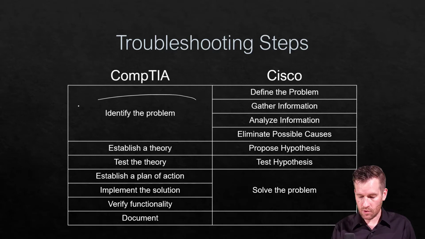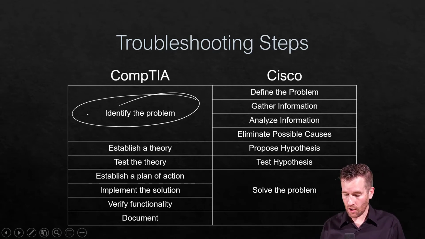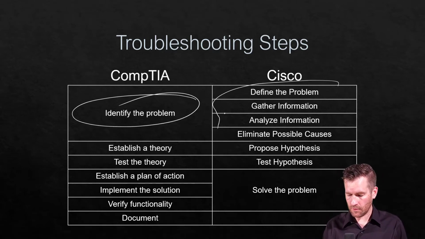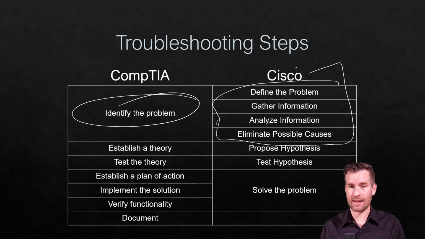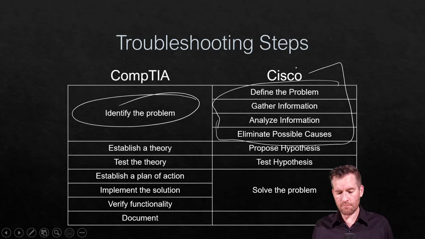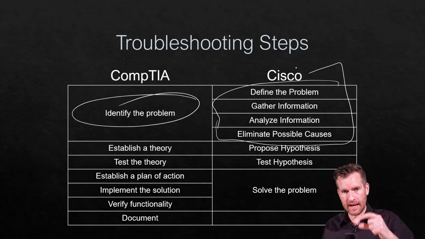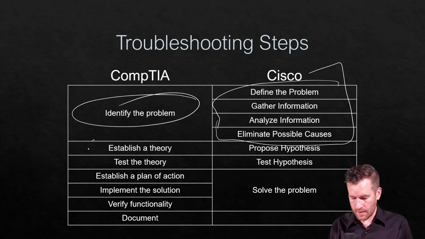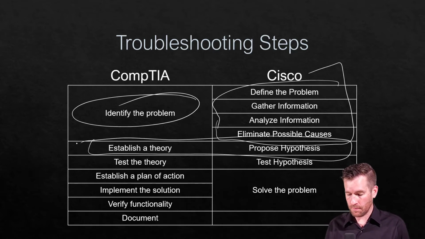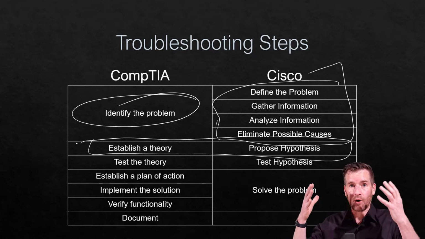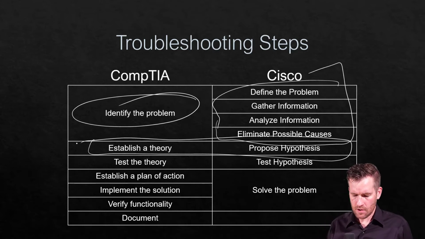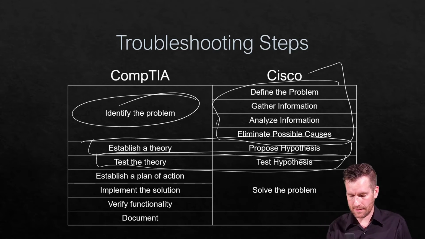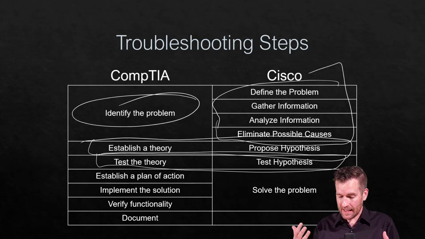So with CompTIA, you identify the problem. With Cisco, you define the problem, gather information, analyze the information, and eliminate possibilities. So in both cases, you're really trying to boil it down to find what is the real problem here. With CompTIA, you establish a theory. With Cisco, you propose some sort of hypothesis. But the idea is you just develop, okay, what could the issues be? Then you go into a test theory or test hypothesis. And this is to test to see if what you think is the problem or not.